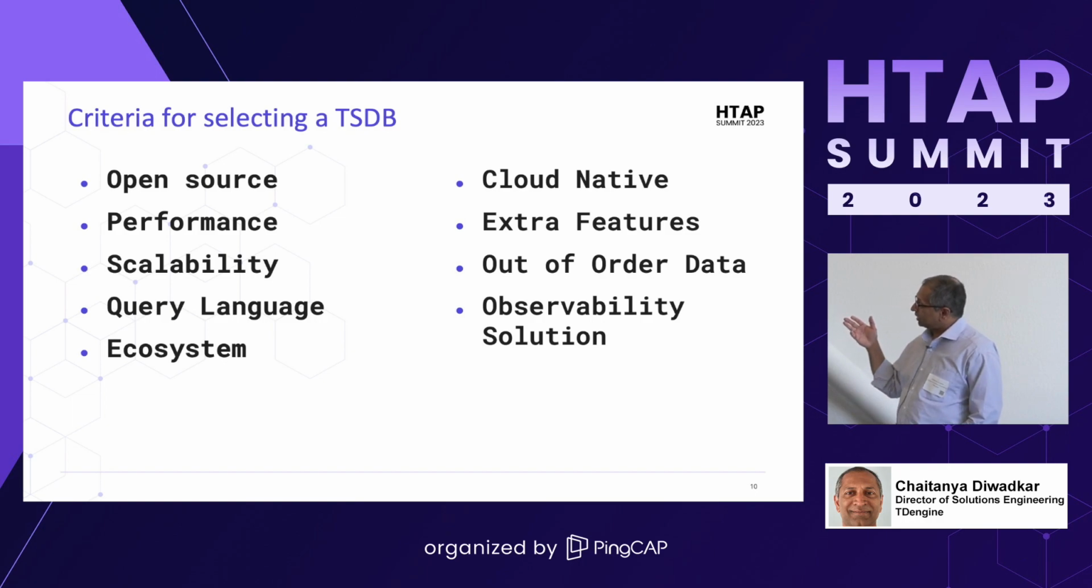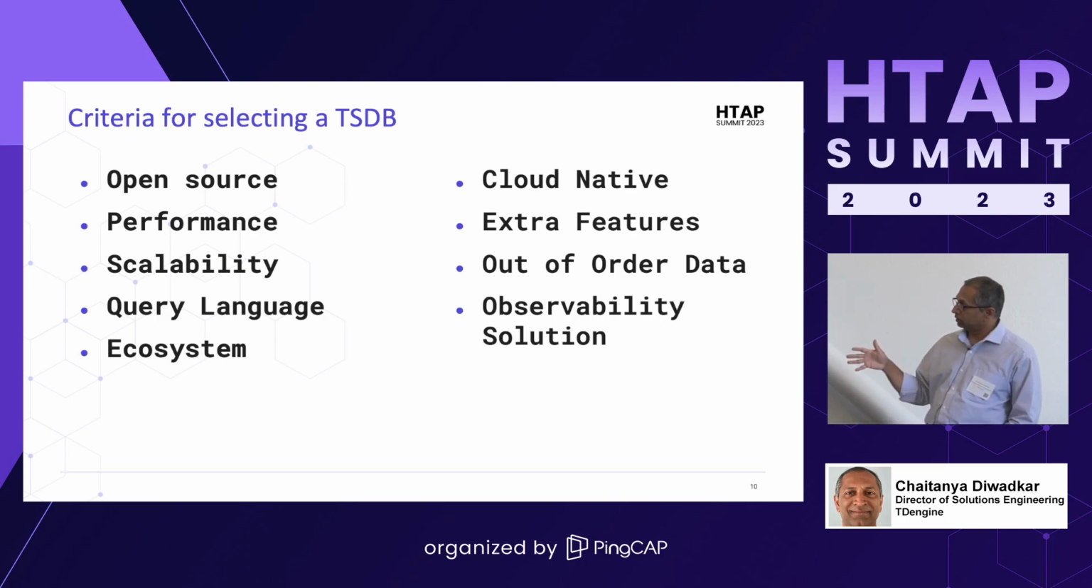Criteria for selecting a time series database. This is obviously a marketing slide, but I'll go through it anyway. Open source is always good because you can actually see what's going on with the code. TDEngine is open source. InfluxDB is open source. Timescale is open source as well. But with TDEngine, you get, I would say, most of the features, including all the distribution and scalability and the clustering, high availability. That's all available in the open source version.